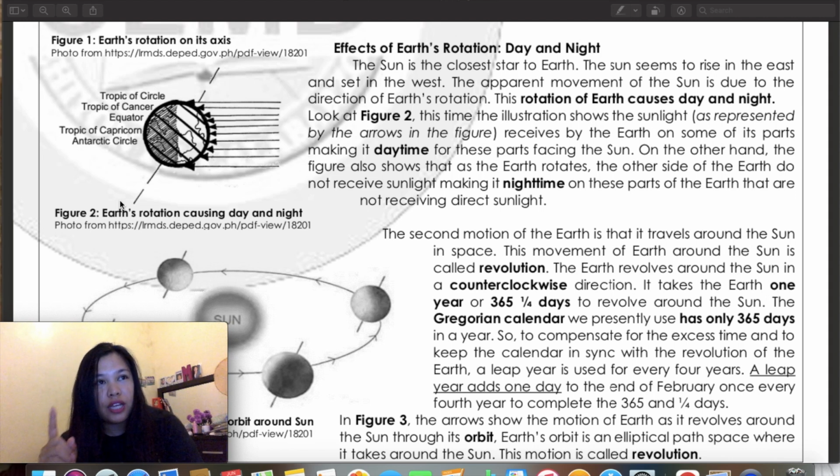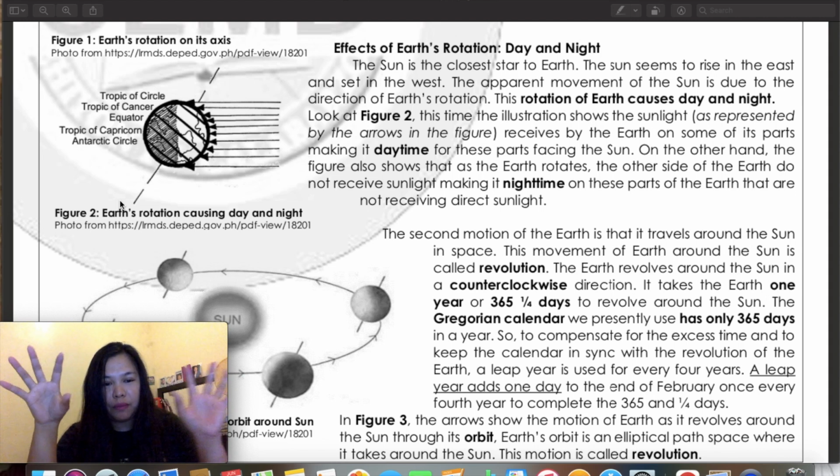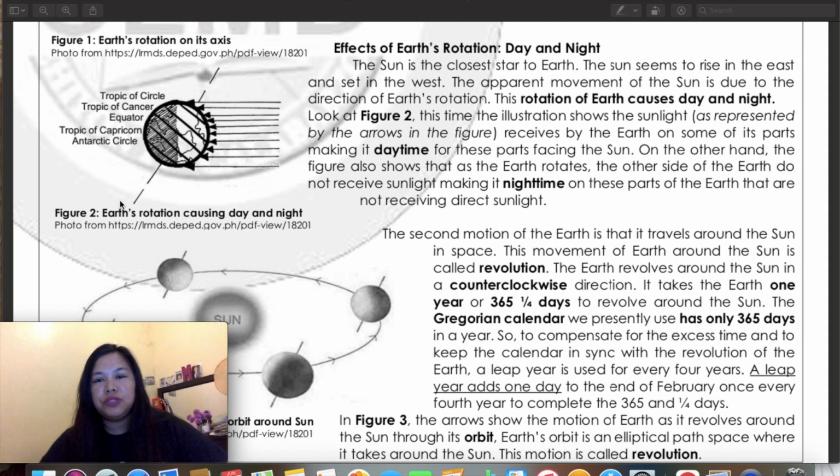So that's why, parang opposite sila. Kaya yung pag-sunrise ni Sun, sa east siya. And then, yung pag-sunset sa west, kasi parang magkasalungat kasi sila. So, the apparent movement of the Sun is due to the direction of the Earth's rotation. So, this rotation of Earth causes day and night. So, look at this figure. Apparent kasi yung paggalaw ni Earth. That is why we have day and night.